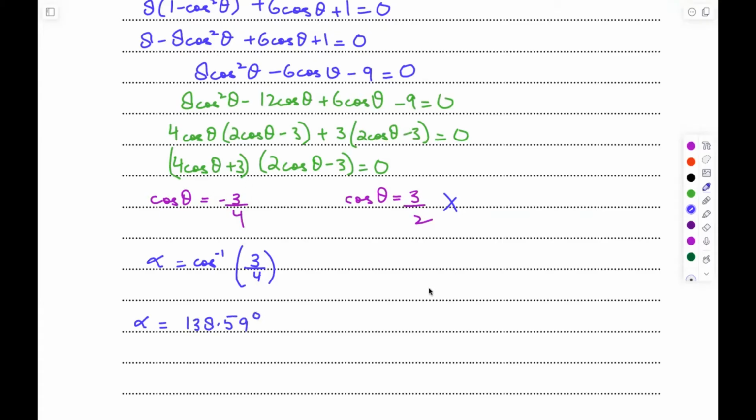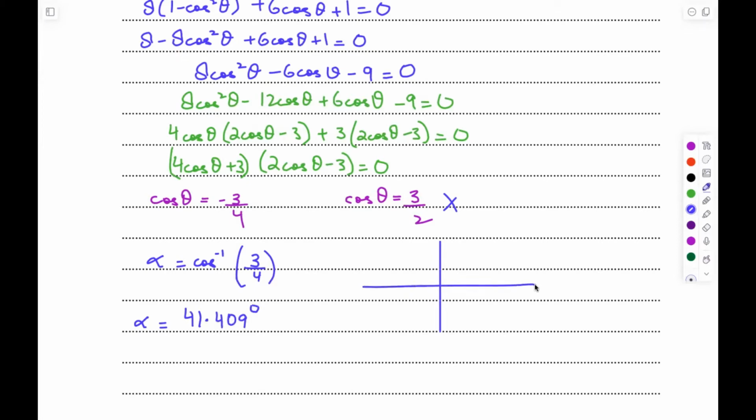Now, as it is a negative sign, we'll have to make the basic angle. So this will be cos inverse of 3 upon 4, that is equal to 41.4. So this is 41.409 degrees.